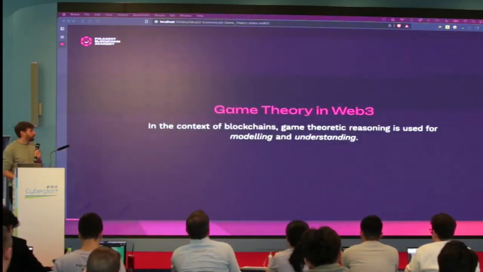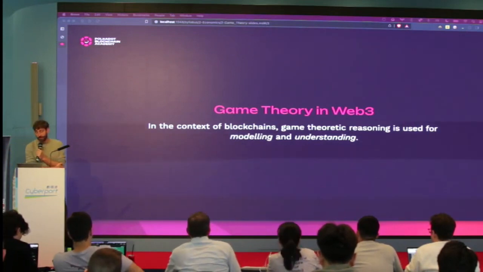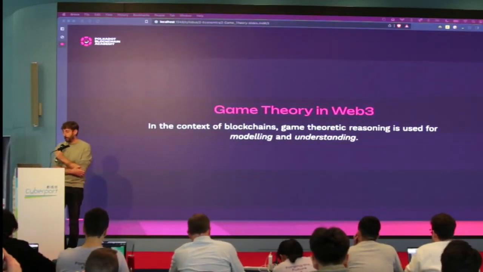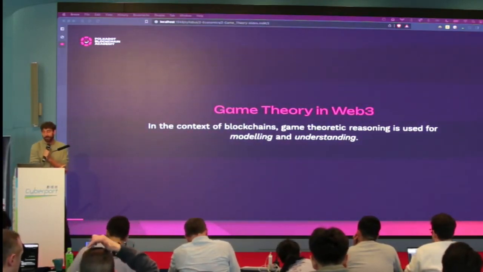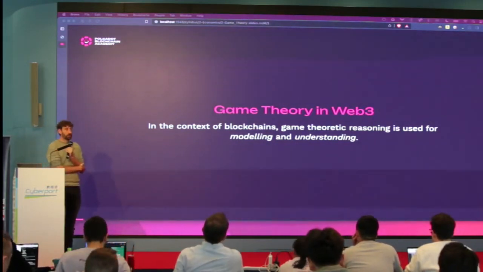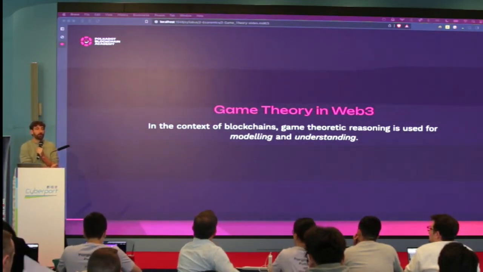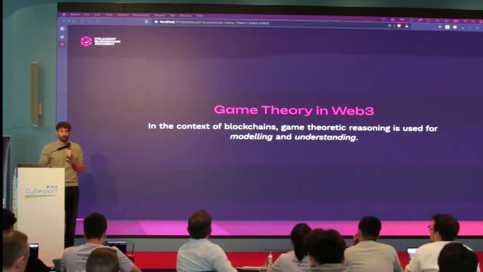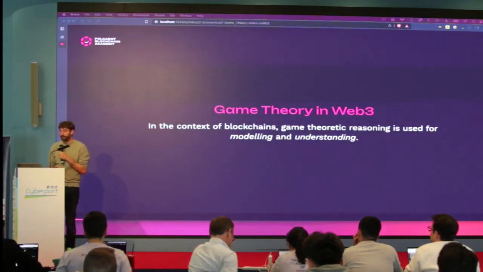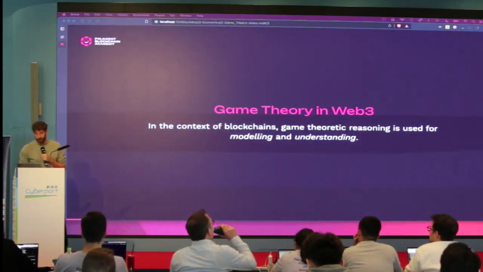Game theory in Web3: in the context of blockchains, game theoretic reasoning is used for modeling and understanding, but the term is heavily overused, right? You hear it everywhere, but 9 out of 10 times when people say this, they are simply meaning some economic intuition, or mostly talking about incentives, but most of them are not showing any game theoretic analysis. They just drop the term and everybody thinks, ooh, it's game theory. And that's it. I think it is very important for you to understand that most of the time, the stuff that people are talking about has not much to do with game theory.